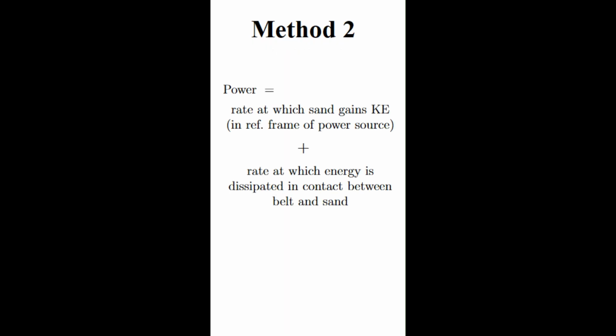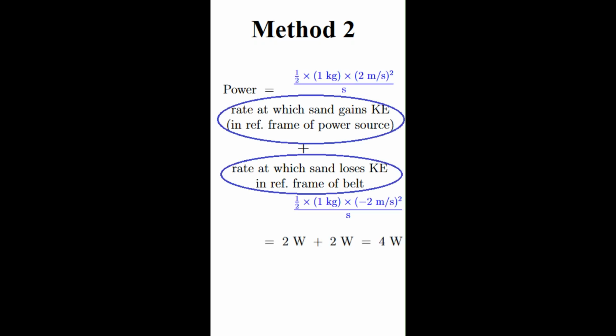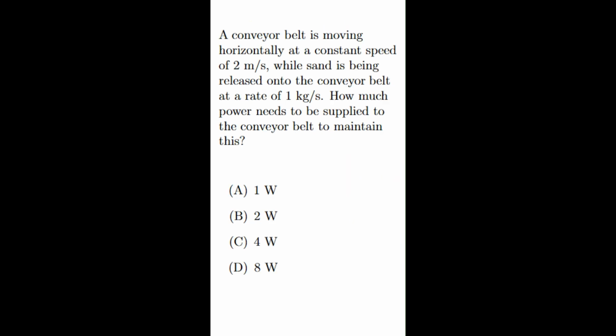The second method is that the power is the rate at which sand gains kinetic energy, plus the rate at which energy is dissipated in the contact between the belt and the sand. But the latter term is the rate at which sand is losing kinetic energy in the reference frame of the belt. Each of these terms comes to 2 watts, making a total of 4 watts. So the answer is C.